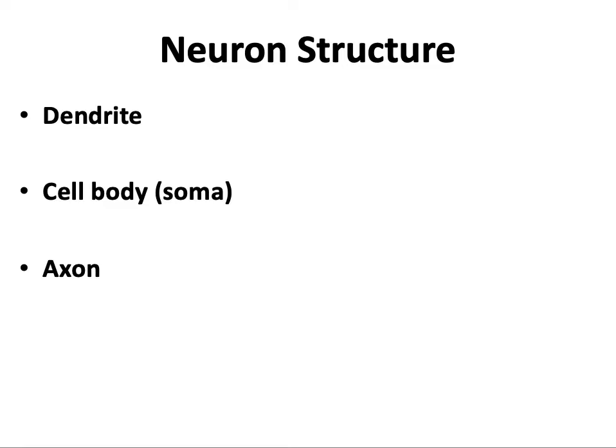Now we're going to discuss the structure of a neuron. So tie back into that picture that I showed you. It consists of a dendrite, a cell body, and an axon. The dendrites are the branch-like extensions of the neuron that detect information from other neurons. The cell body, or soma, is the site in the neuron where information from thousands of other neurons is collected and integrated. The axon is a long, narrow outgrowth of a neuron by which information is conducted from the cell body to the terminal buttons.